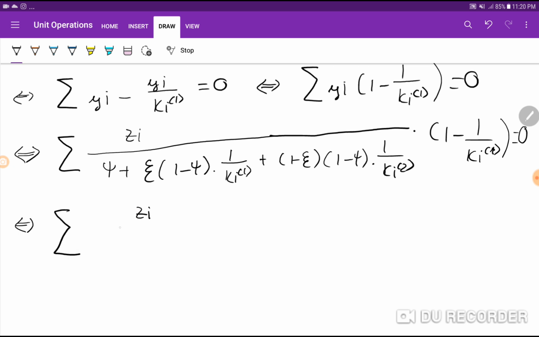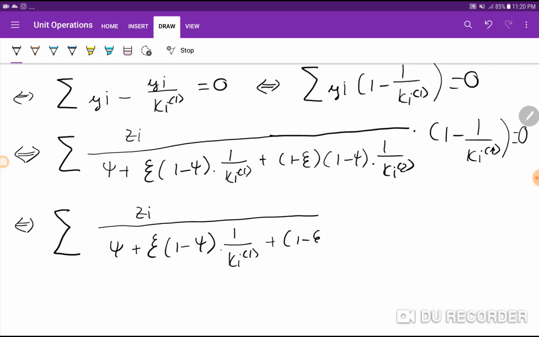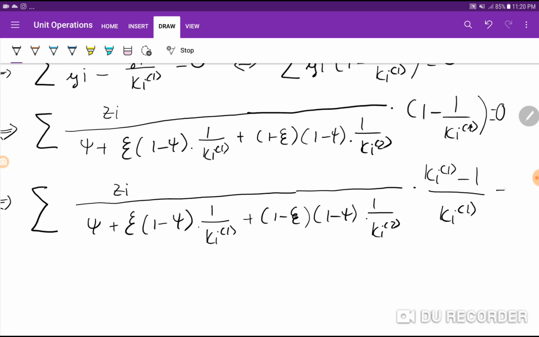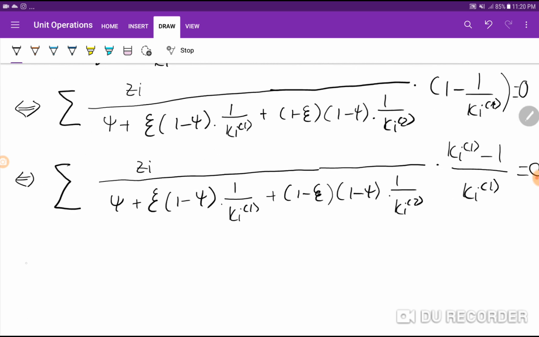So zi, just copy paste this. I'm gonna quickly copy paste this, but I'm gonna rewrite the other term. It's kind of a little bit neater. 1 minus psi 1 over ki2 times, I will write this ki1 minus 1 ki1, equals 0. So now I'm gonna rewrite this one last time.